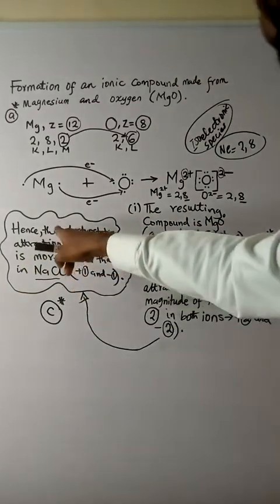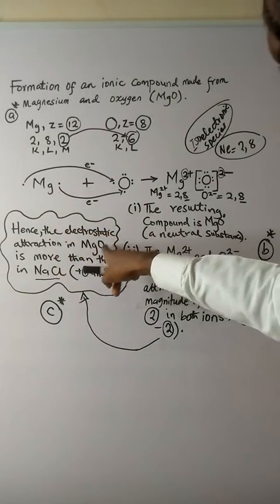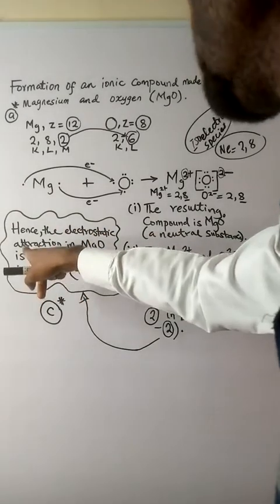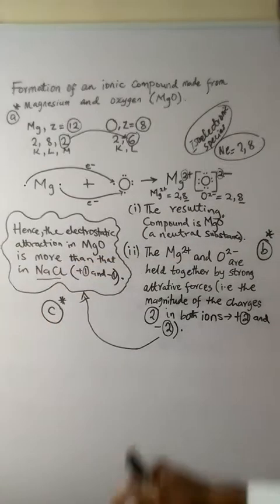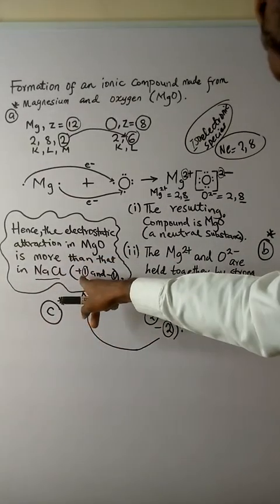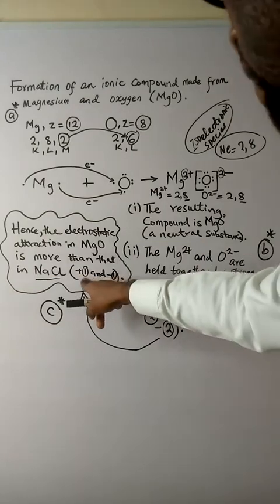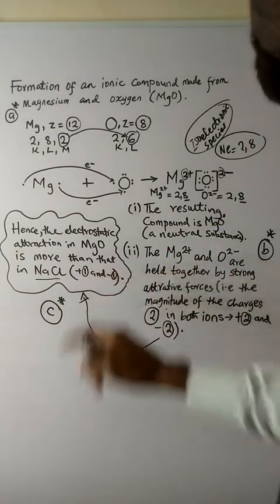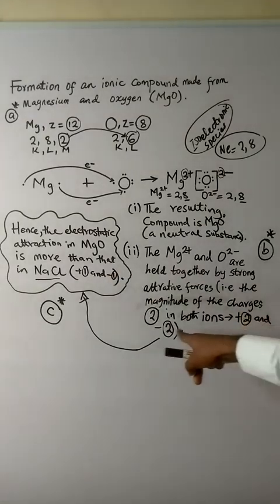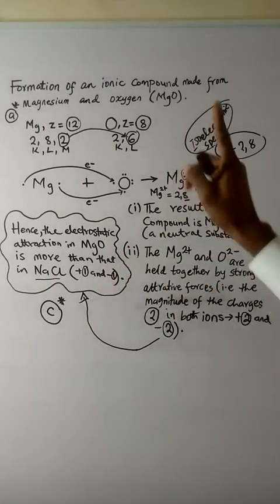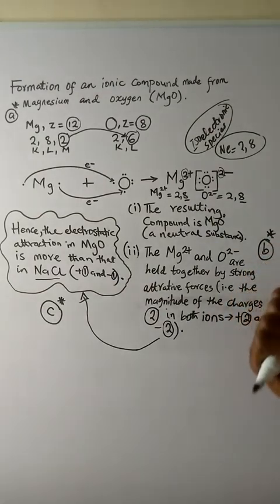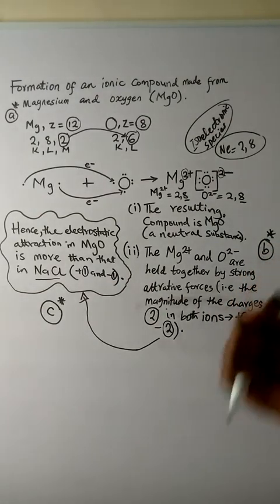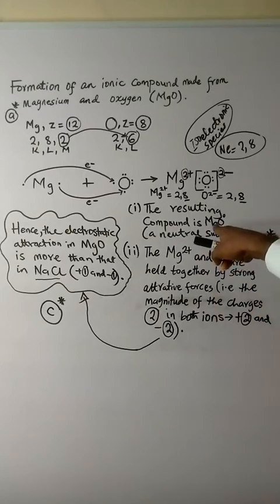Okay, so the electrostatic attraction in magnesium oxide should be more and is more than that found in sodium chloride, because the magnitude of charges in sodium chloride is 1 and 1. Okay, I told you magnitude is the number of the charges. So the higher the number of the charges, the higher the electrostatic attractive forces, okay, or the higher the ionic bond. So we're expecting to have a stronger ionic bond formed in magnesium oxide than found in sodium chloride.